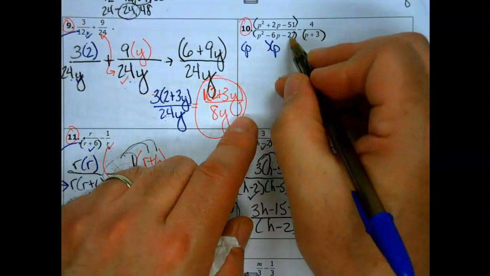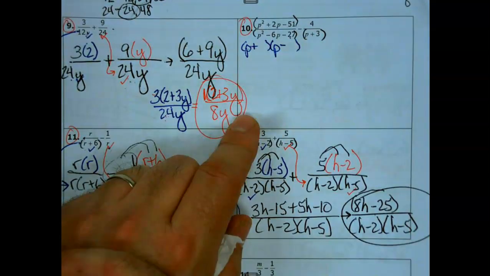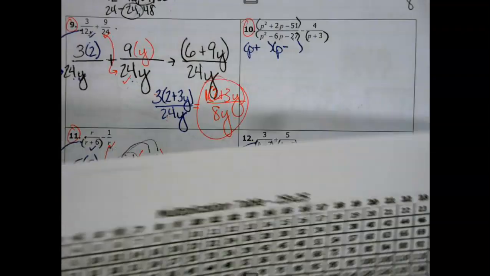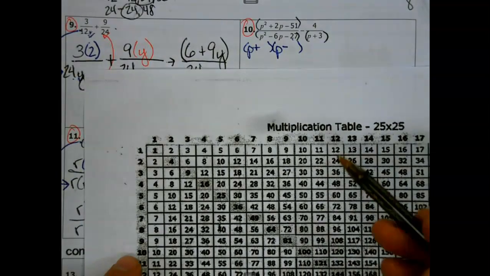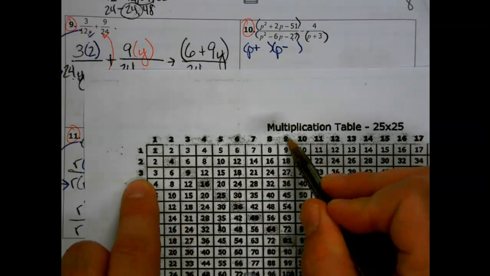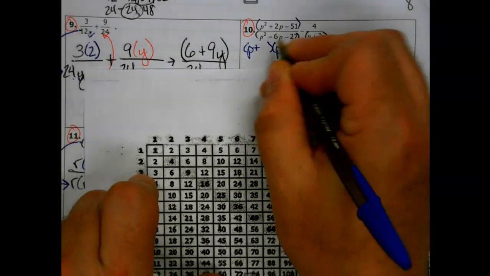Okay. Multiplies to a negative. One of each sign. Multiplies to 27 and is 6 apart. Let's find a 27. 9 and 3. That works. 9 and 3.